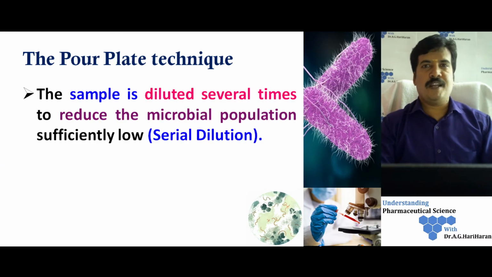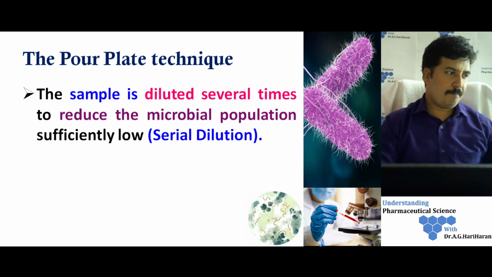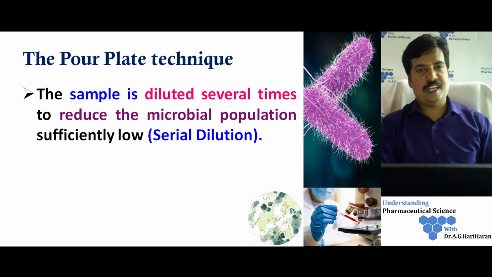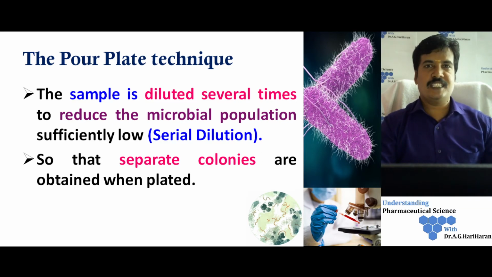The pour plate technique is a very simple technique. First, we take a sample, then dilute it serially until the microbial population is drastically reduced. Then it is added to an agar medium which is in liquid state, and poured into a plate so that the cells are fixed as individual colonies. Then each grows into a pure culture.